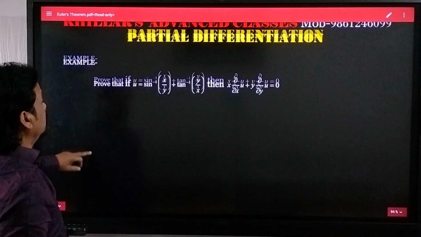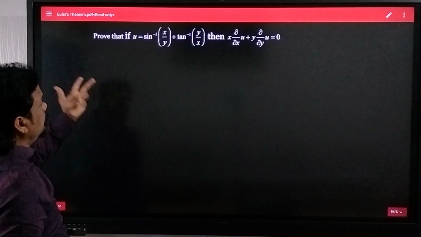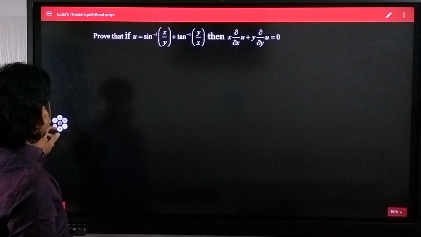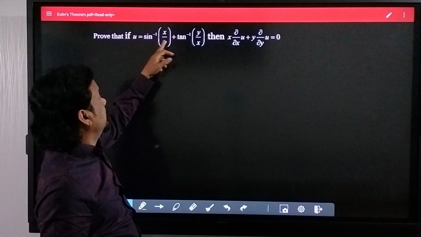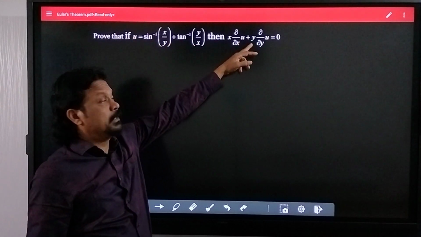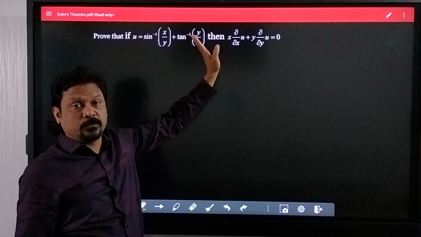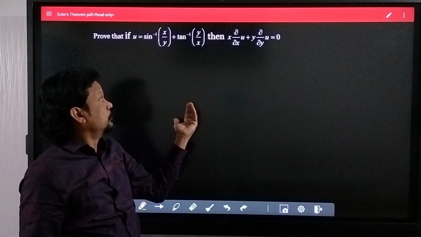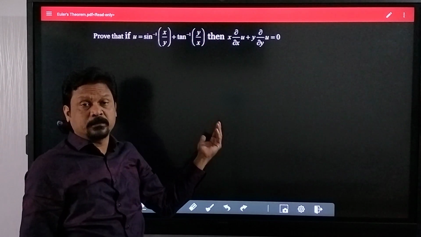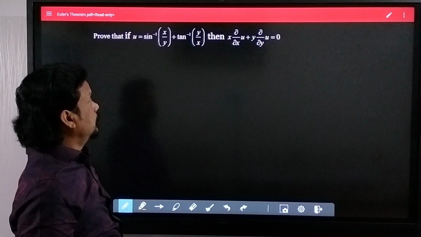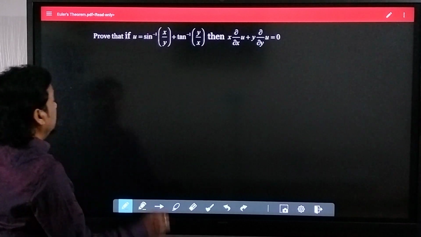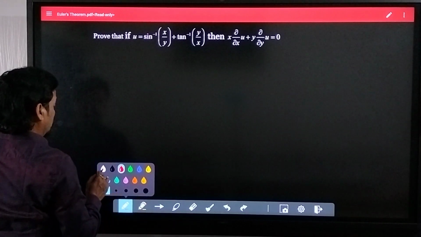Now another question, see here. This problem also you can do in general method. That means you can find out del u by del x, then find del u by del y, then put it here, then finally you will get 0. But it will take perhaps 1 or 2 pages, perhaps near about 2 pages it will take. But I am doing in a different way. So let us see.